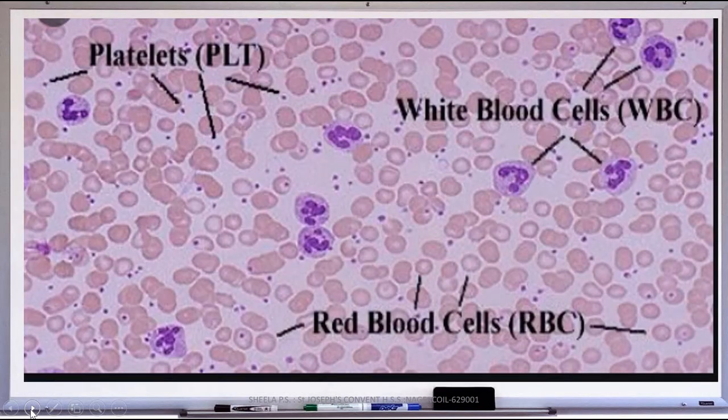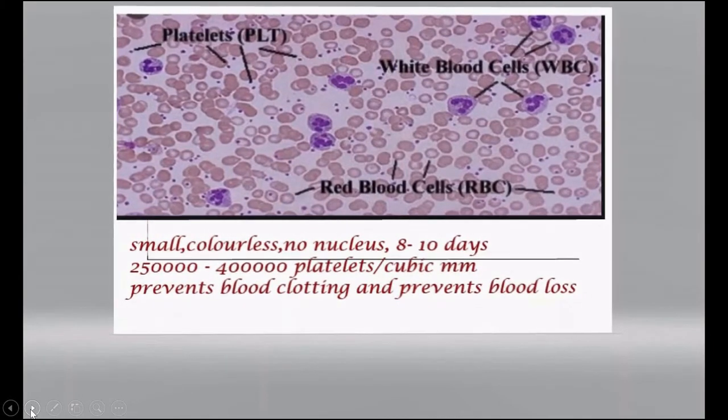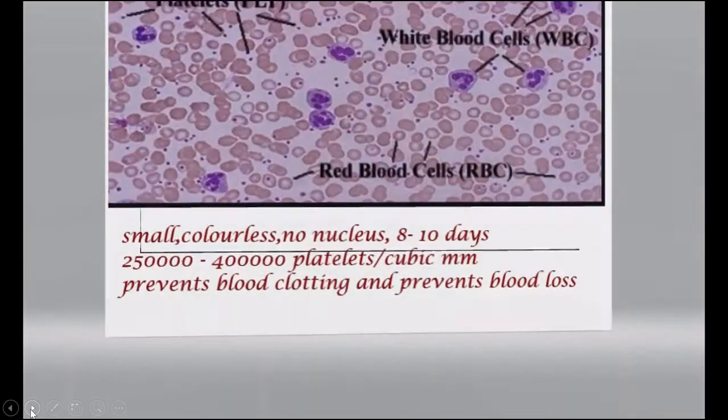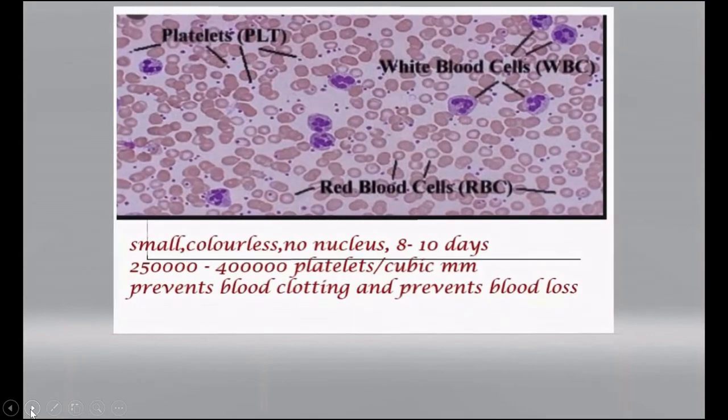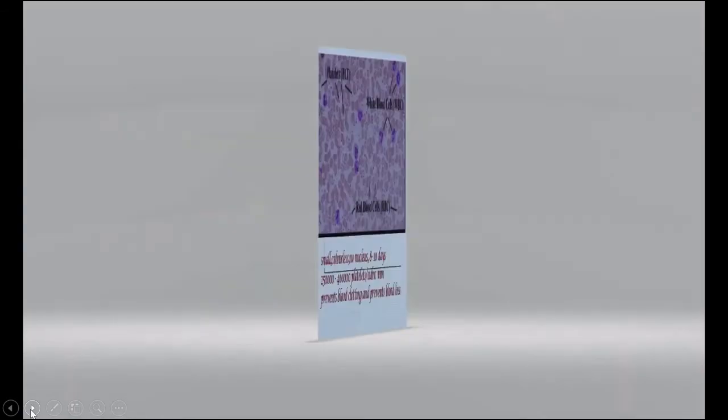The next is about blood fragments or the blood platelets. The other word for blood platelets is thrombocytes. These are very small, colorless, and they don't have a nucleus. The lifespan is 8 to 10 days. There are nearly 250,000 to 4 lakh platelets per cubic millimeter of blood. They play an important role in clotting of blood. Platelets form a clot at the site of injury and thus prevent blood loss.